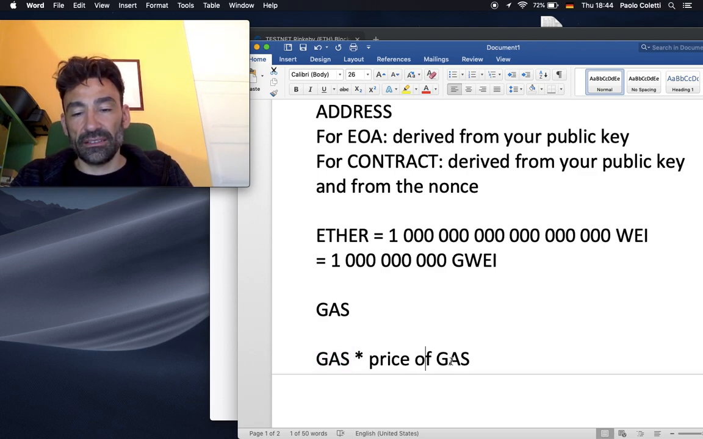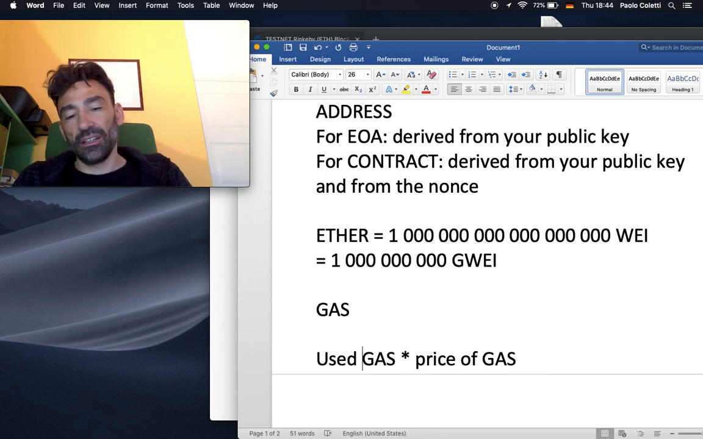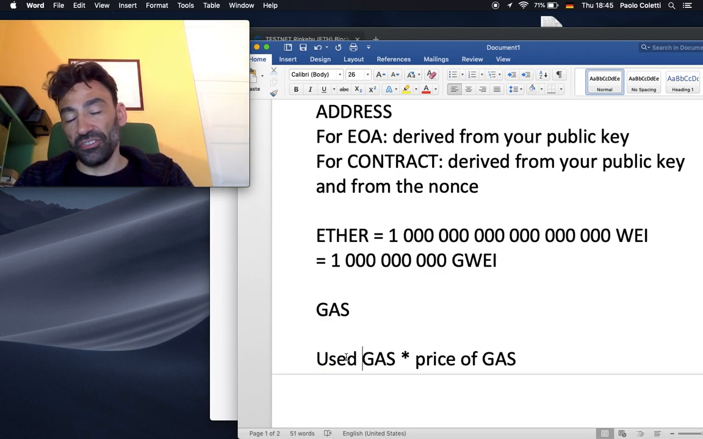Okay, this amount of ether is the price of gas times the gas used, not the maximum gas that you're willing to spend. So you will set, for example, let's suppose you try to deploy a contract. It costs 32,000 gas. You say, okay, the maximum amount of gas that I'm willing to spend is 50,000. I'm ready to pay for my gas 1 gigawei. Okay. Then sooner or later, a miner will confirm it and will ask you to pay 1 gigawei not for 50,000, which is the maximum, but for the 32,000, which is the effective gas that deploying a contract costs.